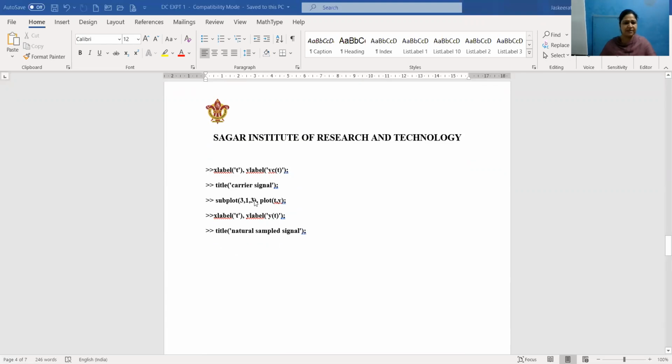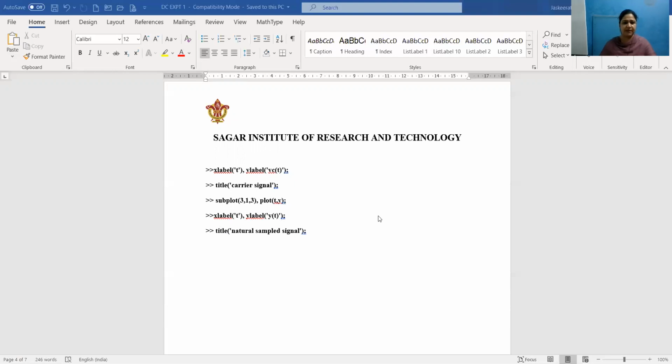The natural sample signal will be located in position 3 of the figure window. So the command which will be used is subplot(3,1,3). Now the command will be plot(t, y). For labels, xlabel t and ylabel y(t), and the title will be natural sample signal.